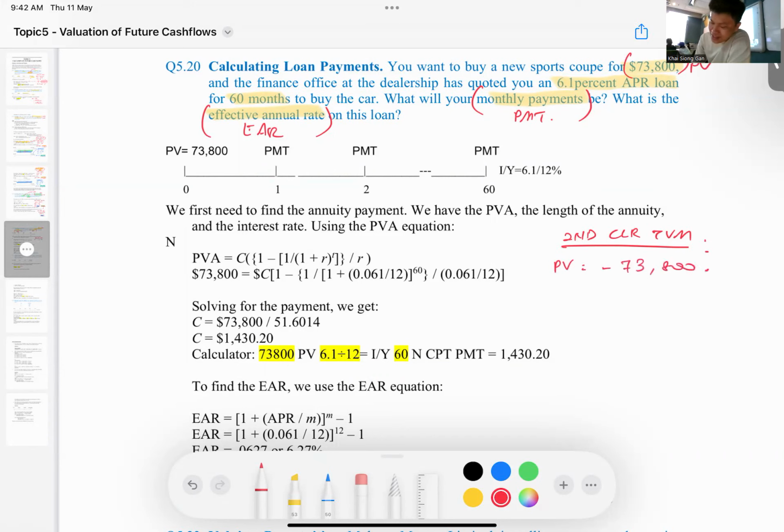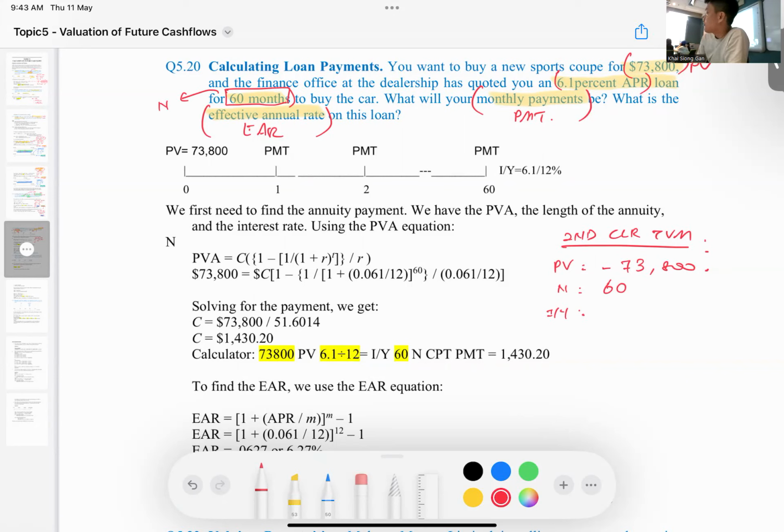33,800. Okay. And then a 6.1% APR loan for 60 months. Now, first we know that 60 months is the N. Okay, N is 60 months. But there's one problem. What about my I/Y here? Can someone tell me what is I/Y? Can we straight away take this 6.1 APR?